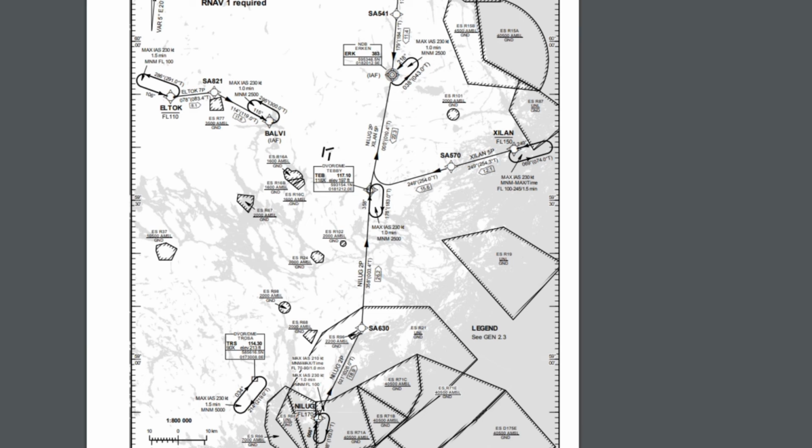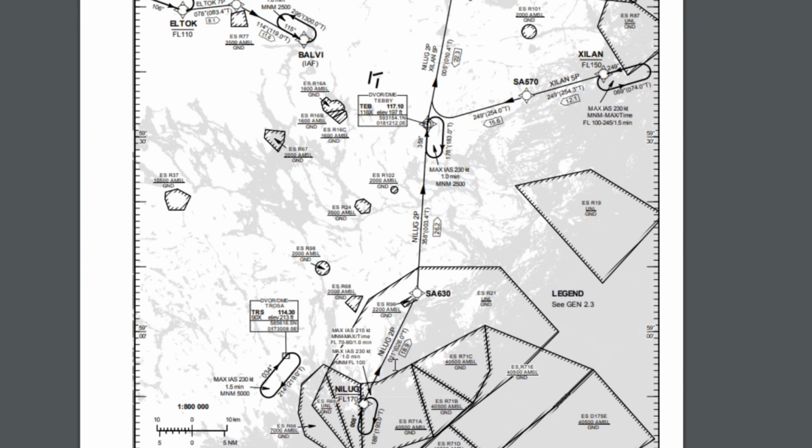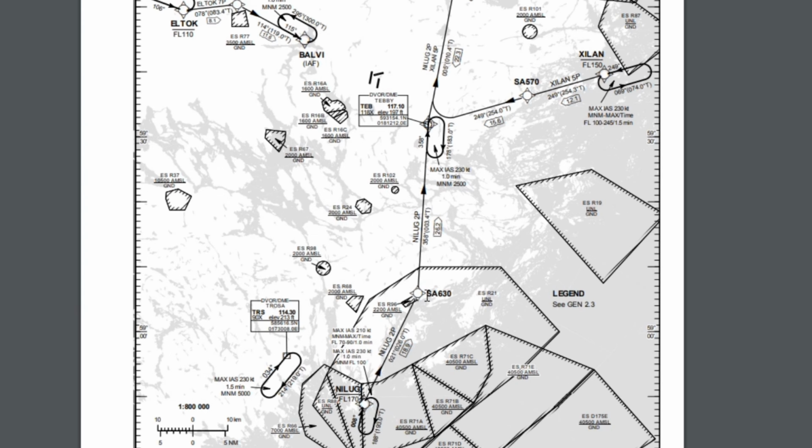So the STAR starts from NILUG. It's called NILUG 2P, which you can see here. The line here means that you should be below flight level 170. So at NILUG, you should be below flight level 170. Okay, so we continue on 021 degrees for 18.9 miles to SA630. There's no restriction at that point. And then we continue from SA630 towards TEBBY.